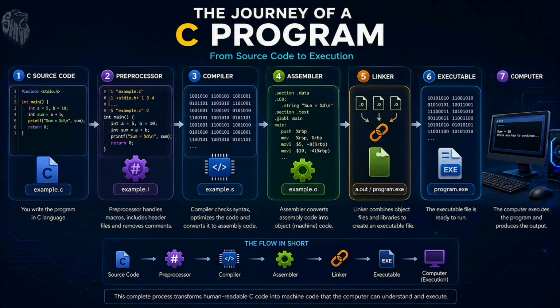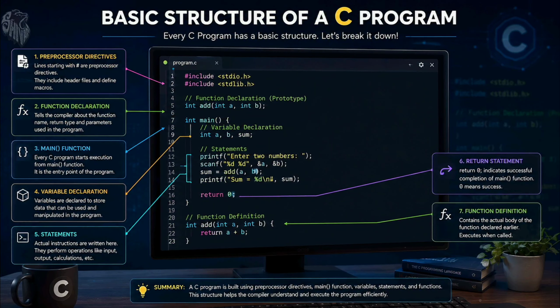3. How does a C program work? You write C source code, the compiler produces machine code, and the computer executes it. For example: #include <stdio.h>, int main, printf("Hello World"), return 0. The compiler converts this C code into a form the computer can execute.